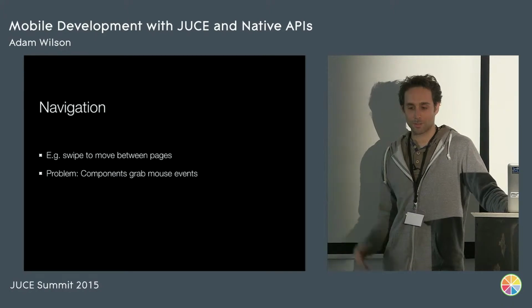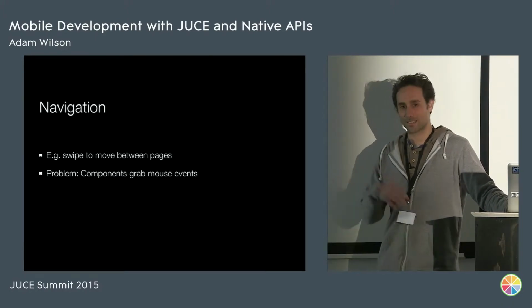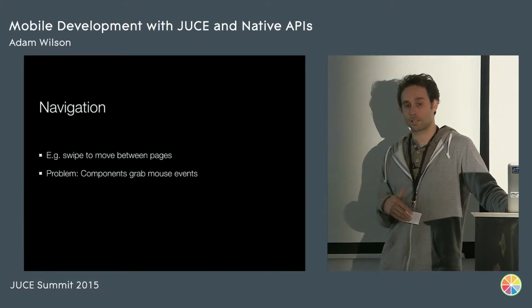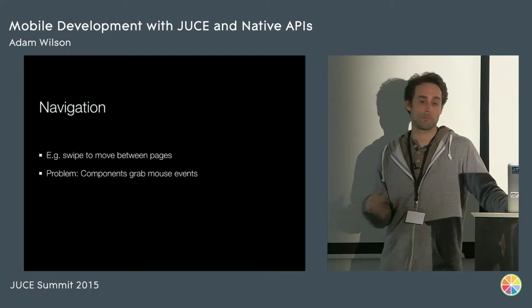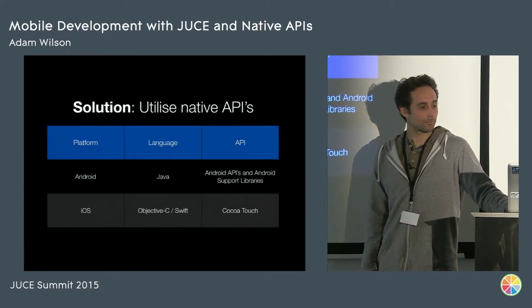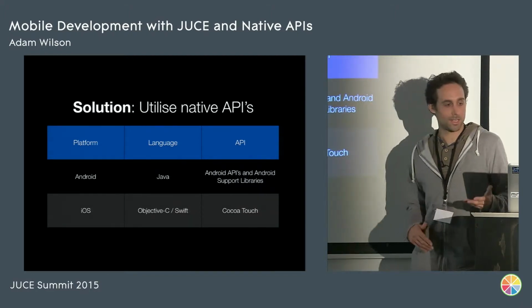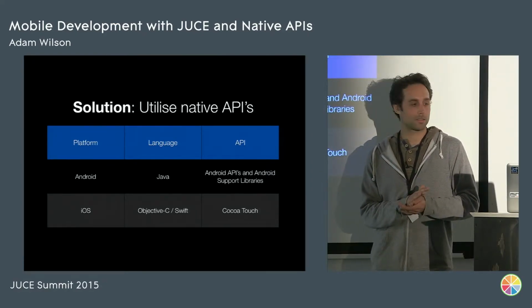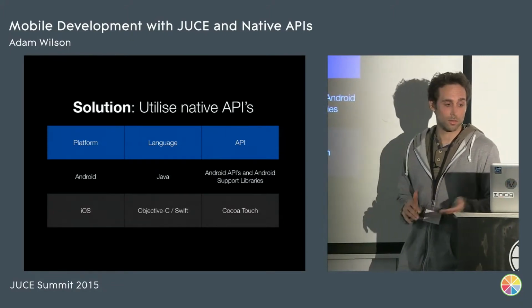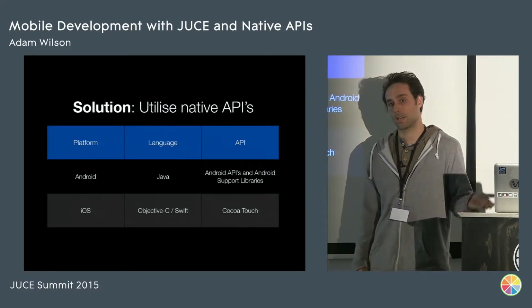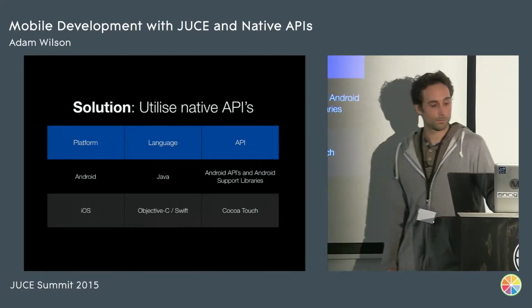So after trying to make it work, I kind of backtracked and decided to try using native APIs and mixing my JUCE app with native user interface elements. So what we're going to be dealing with is on Android, as we've just seen, you've got Java code and the Android support libraries and Android APIs, and on iOS, we've got Cocoa Touch, and their language is Objective-C and now Swift as well.